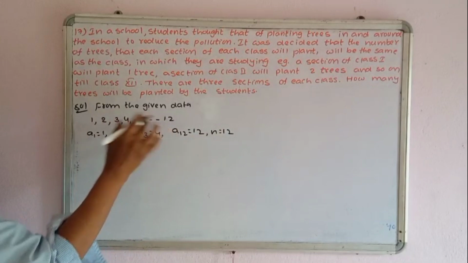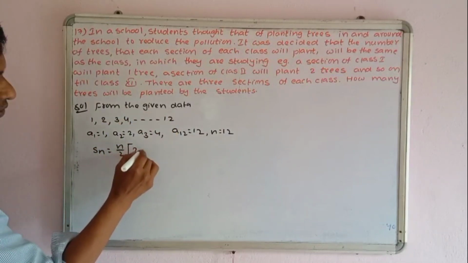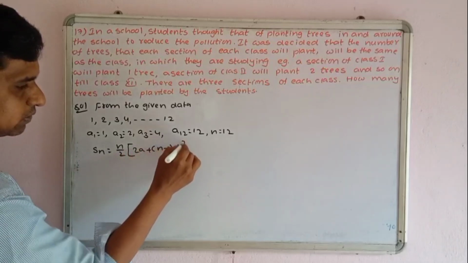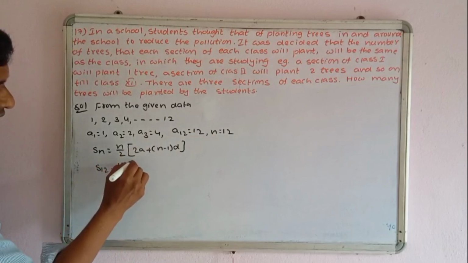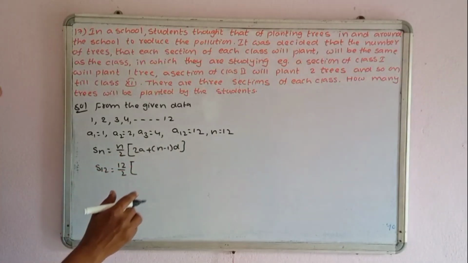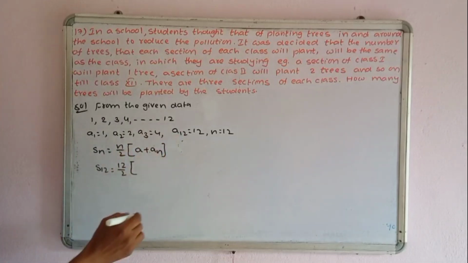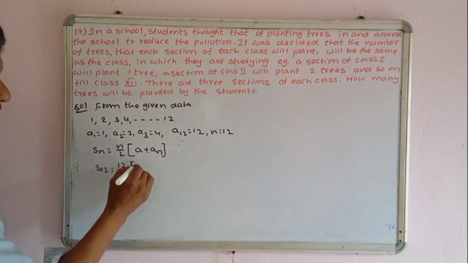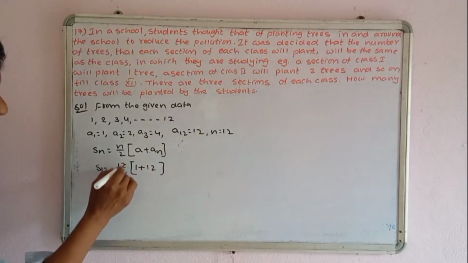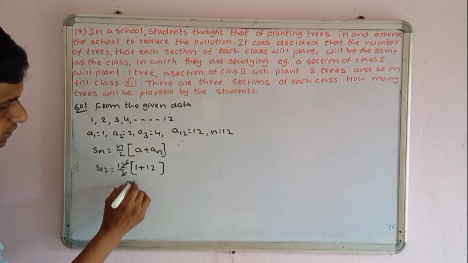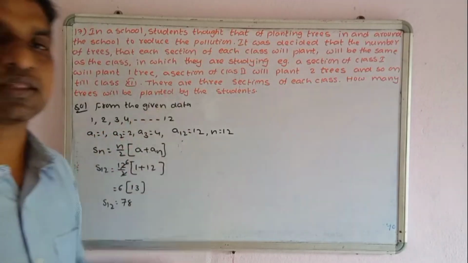Sum of the trees for all classes, so Sn equals, what is the formula, n by 2 into 2a plus n minus 1 into d. So here n is 12, so S12 equals 12 by 2 into... observe that we have one more formula, Sn equals n by 2 into a plus an. Here a1 is 1, an is 12. So 6 times, 6 into 1 plus 12 is 13, 6 into 13 is 78. But how many sections are there in each class?